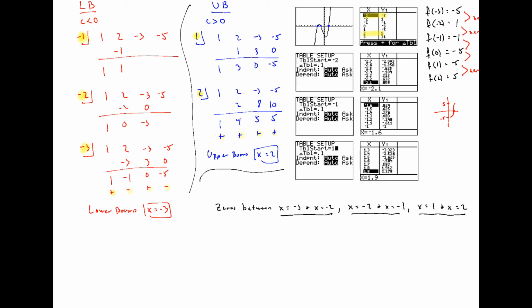And remember, don't give me the y value. The y value is the output. We want to know where the x value is. We're solving for the zeros, which is what is x when y is 0. Okay? So let's take this one step further.